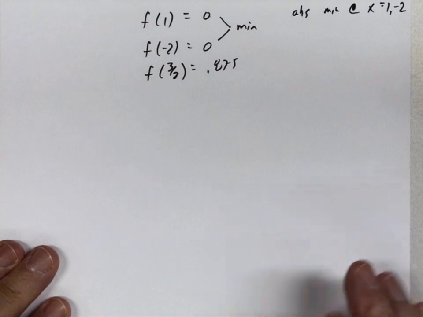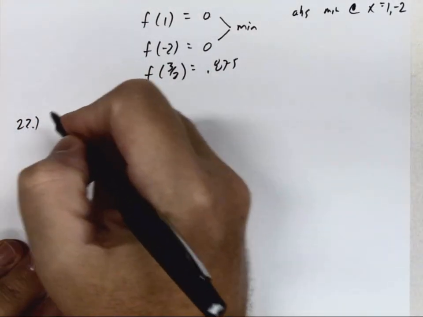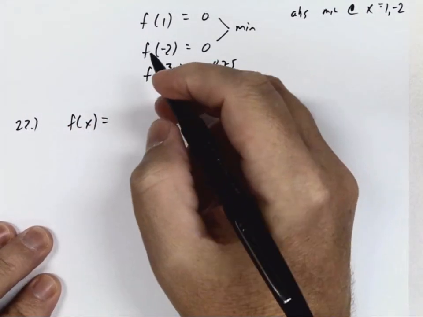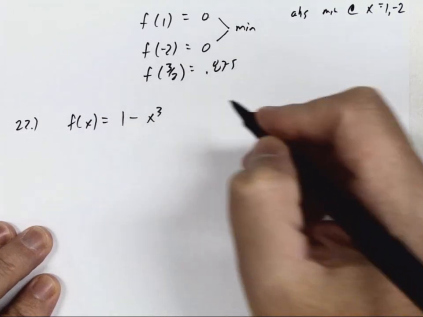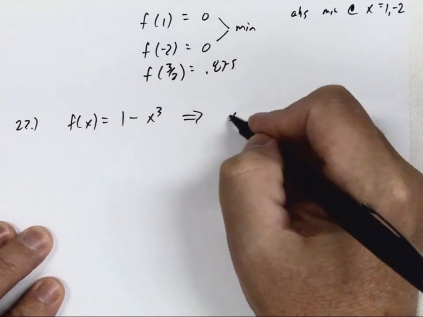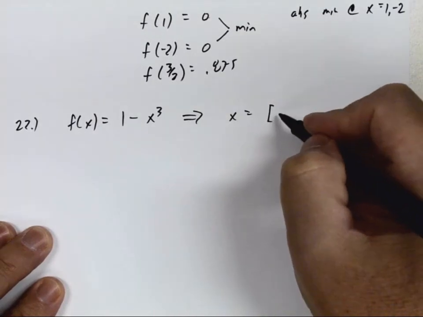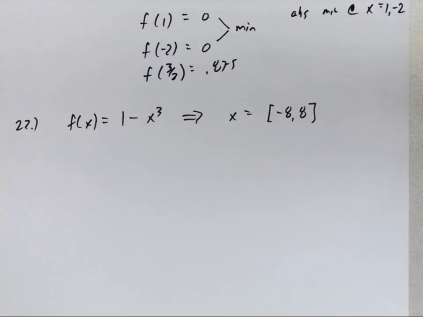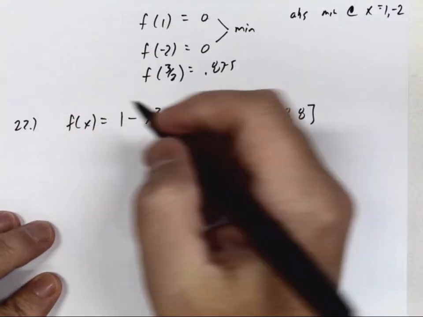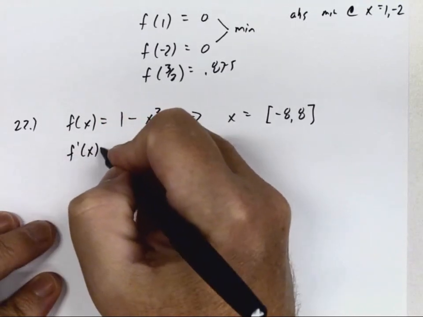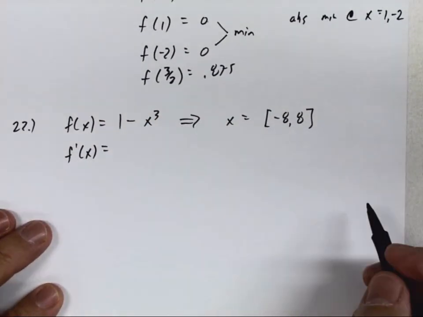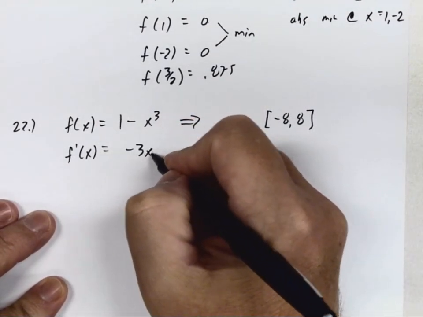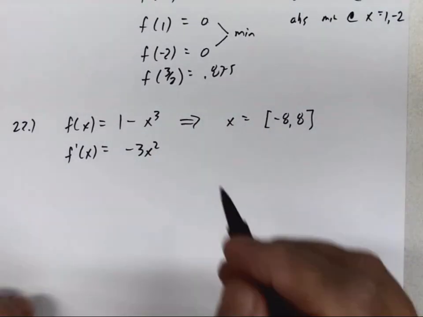All right, hopefully you didn't find that too difficult. 22, same thing. Find the absolute maximum and minimum, and here the interval is between -8 and 8. Same thing. Find any relative maximums or minimums inside this interval. Take the derivative. Looks like it's -3x squared.